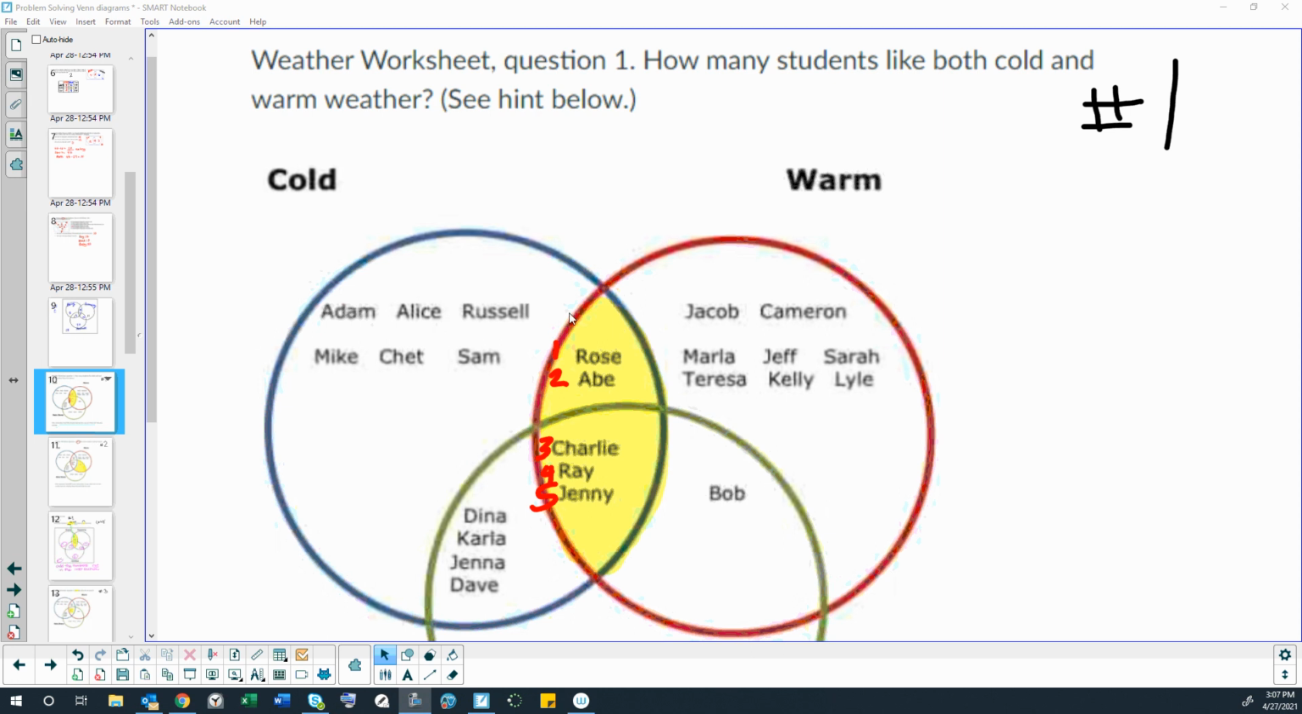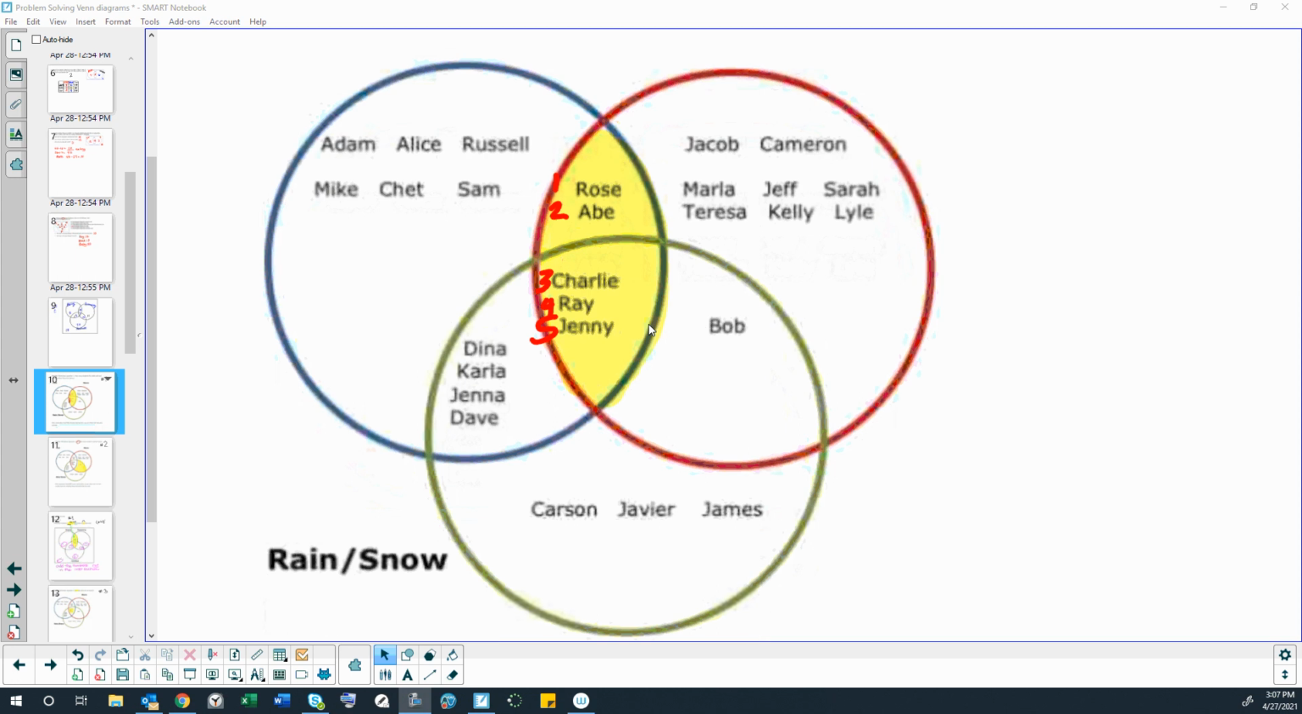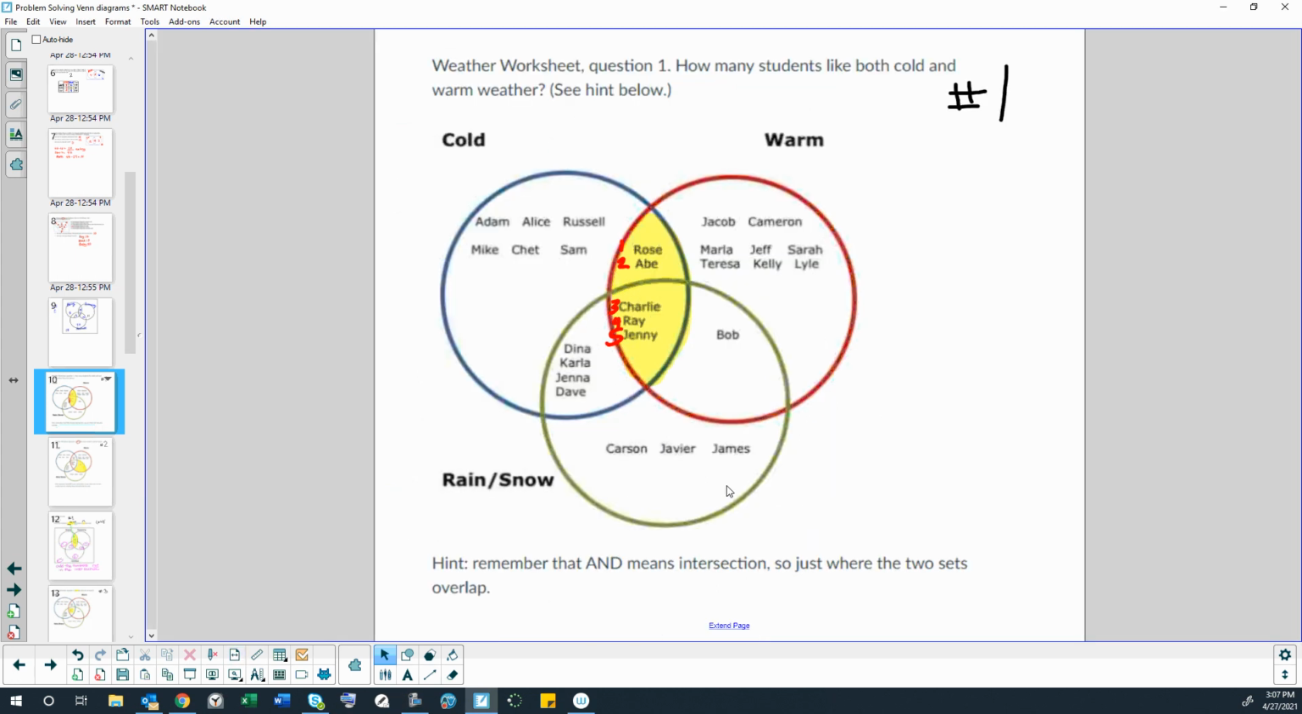Here's question 1. Here's the Venn diagrams that we're referring to, and the question is: weather worksheet question 1, how many students like both cold and warm weather? Here's a hint. Remember that and means intersection, so just where the 2 sets overlap. So we're going to completely ignore the green rain and snow circle. We're just going to focus on where the blue cold circle and the red warm circle overlap. And that includes 5 students.